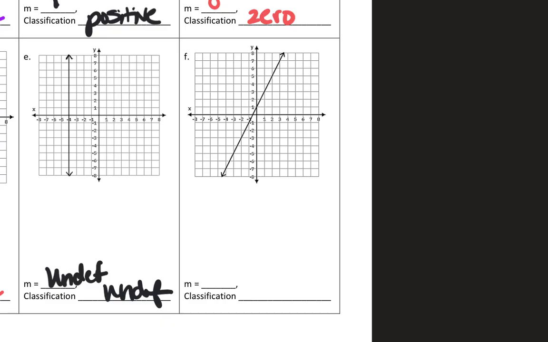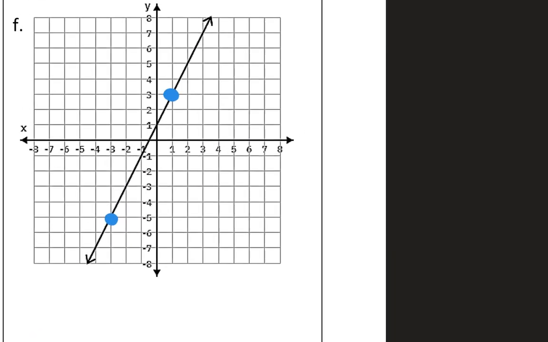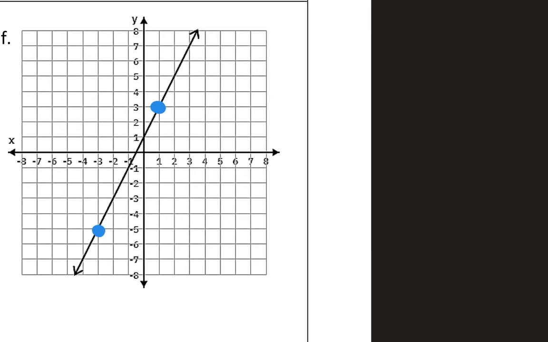Somebody give me 2 points. What 2 points can we focus on? -3, 5. That's a good one. All right, someone else. Give me one more other point. 1 and 3. Perfect. All right, so we decided on -3, -5, and then 1, 3.